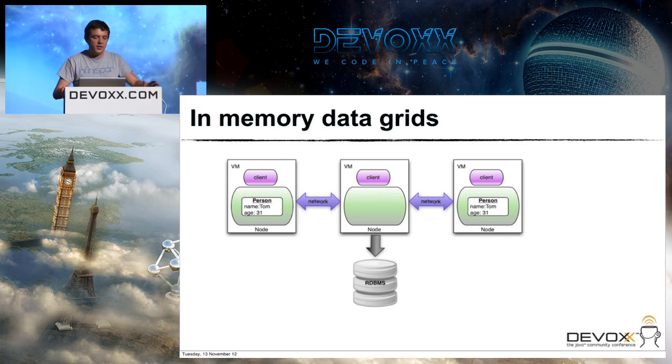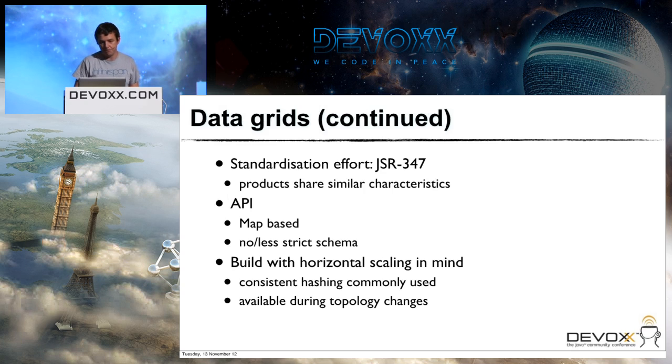Also, the in-memory data grids may be configured with a more durable alternative storage, such as a database or file system. That's needed, for example, when you need to stop the system for maintenance, and you just want to preserve that data, so you flush it somewhere so that you can load it when you restart it.